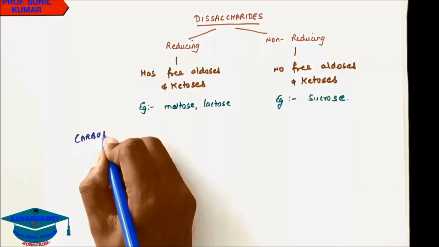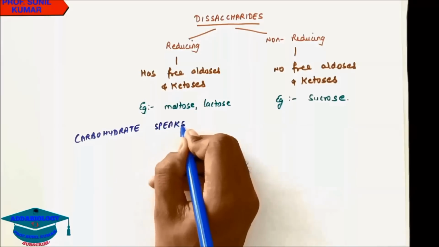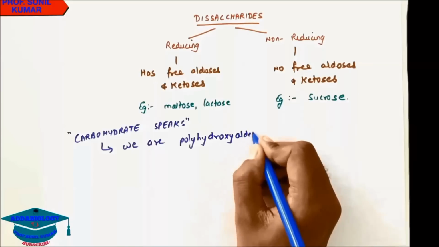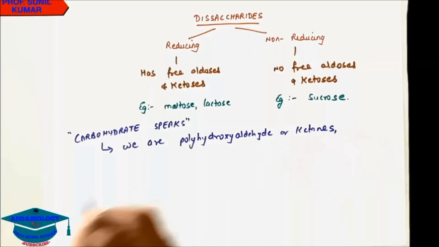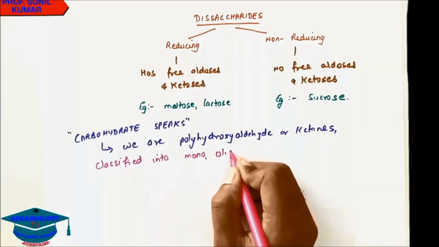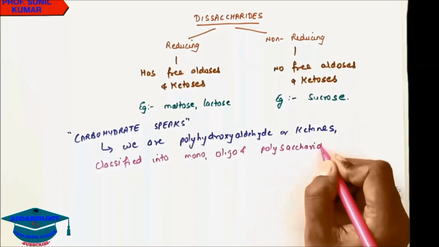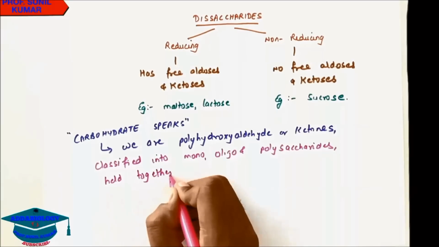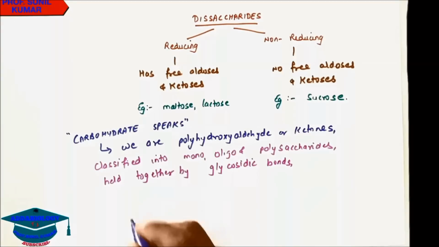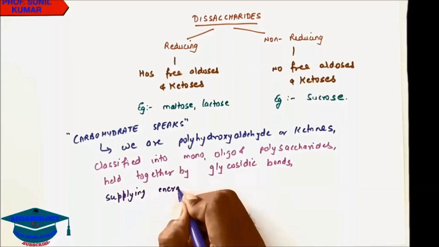Let's understand what carbohydrate speaks. We are polyhydroxyaldehydes or ketones classified into mono, oligo and polysaccharides held together by glycosidic bond, supplying energy and serving as structural constituents of cells.